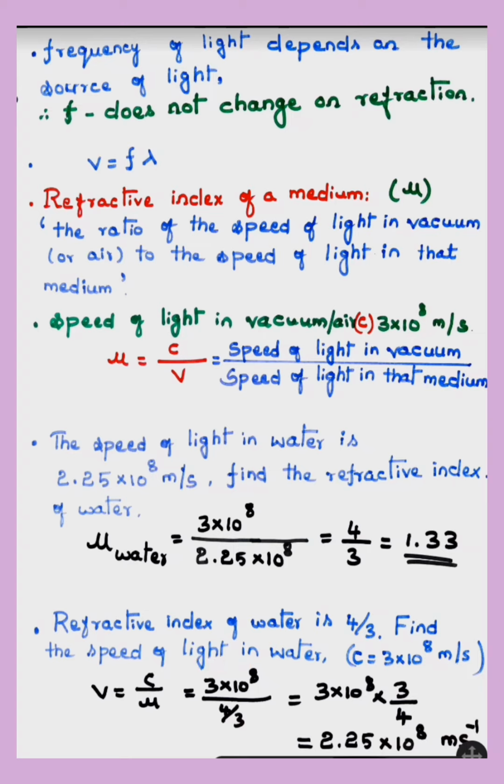What is the C value? 3 into 10 to the power of 8 meter per second, that we know, divided by the mu value, which is given as 4 by 3. Taking this 4 by 3 to the numerator, it becomes 3 by 4. On solving this, you get 2.25 into 10 to the power of 8 meter per second. So, this is the answer.